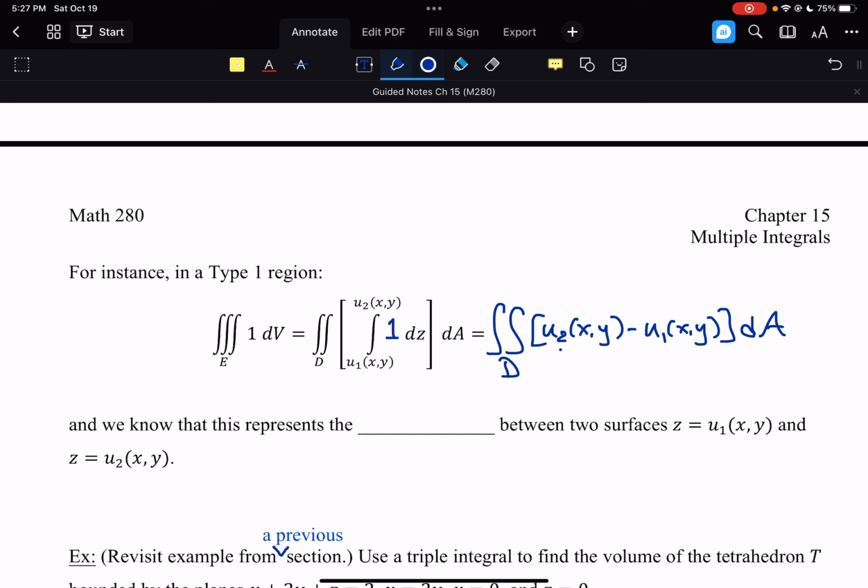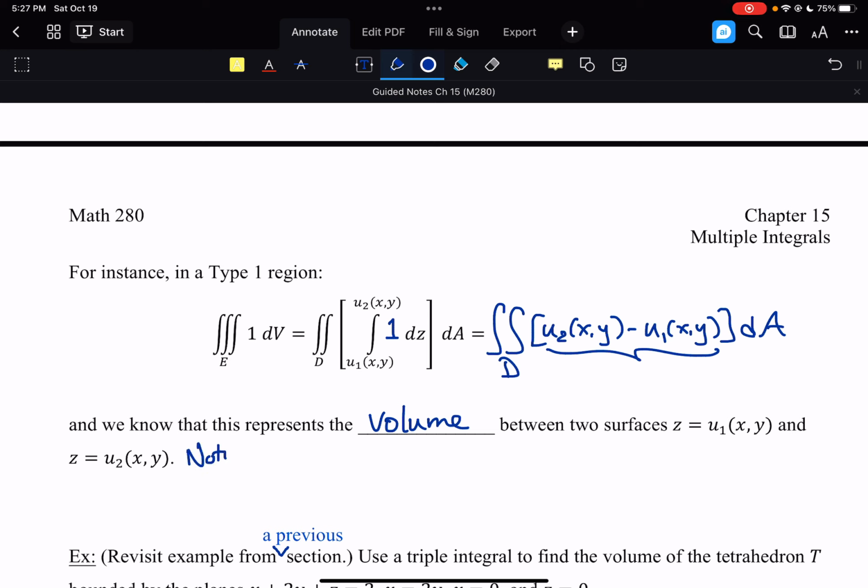And if you recall, this formula here where you take the top function minus the bottom function, this is a concept of integration where you can find like area between two curves, or in this case, volume between two surfaces. So this would give you the volume between u1 and u2. Which, again, is what the double integral would give us. So we know this represents the volume between two surfaces, u1 and u2.